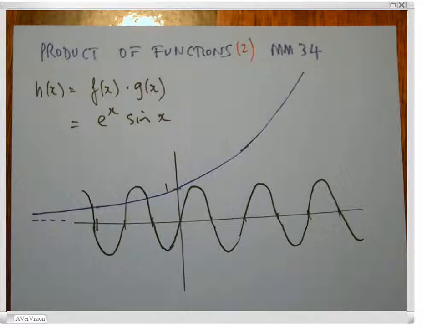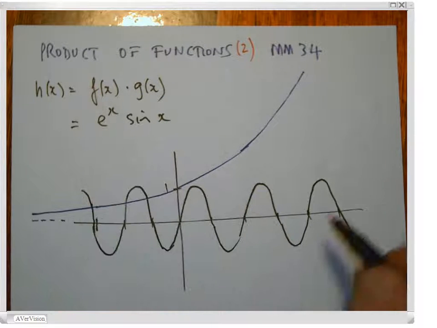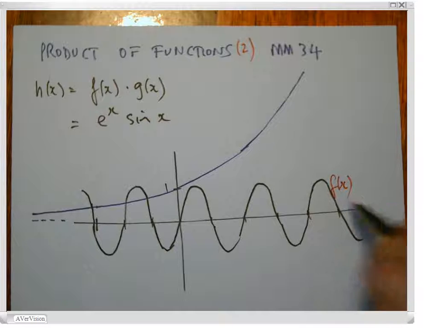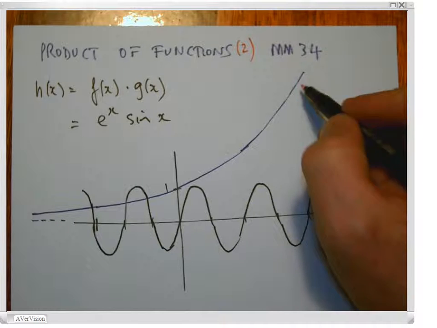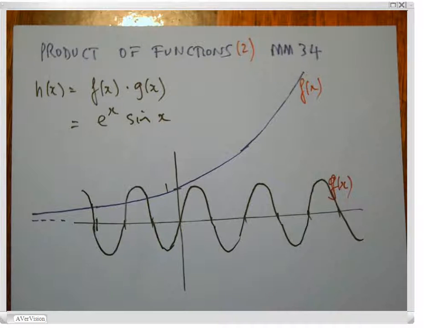This is for Year 12 Methods, and it's looking at the product of functions, the second in the series. This time I have an exponential times a trigonometric function, and I've got h of x equaling e to the x times sine of x, where e to the x is f of x, and I've got that drawn. That's g of x is sine of x, and f of x is e to the power of x, and h of x is the product of those two.